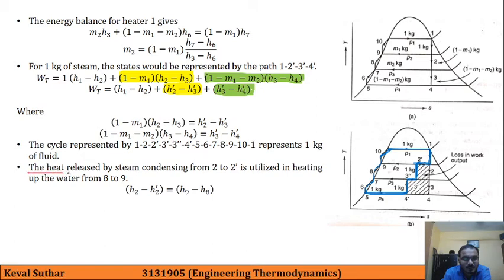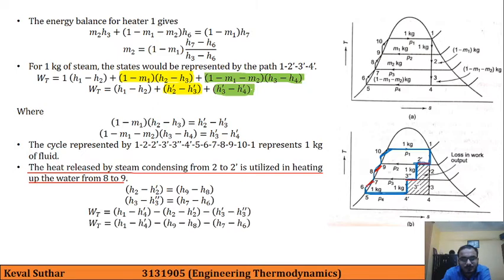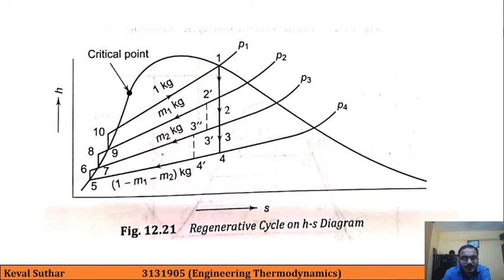The heat which is released by steam condensing from 2 to 2 prime is utilized in heating the water from 8 to 9. So this is having connection with this portion, and similarly this is having the connection with this one, 6 to 7, and WT has been changed, and this is the HS diagram for the same, and you can now easily understand this.